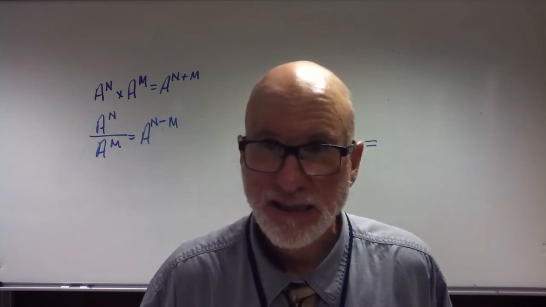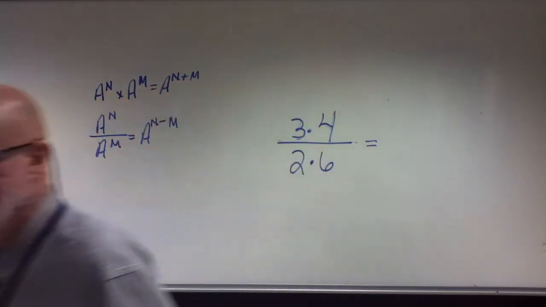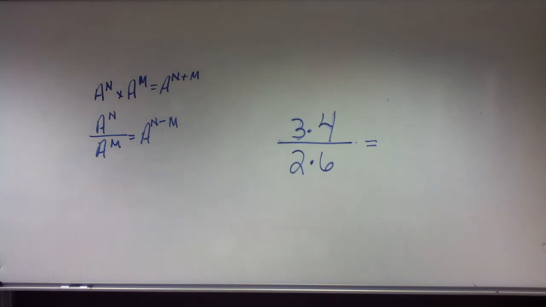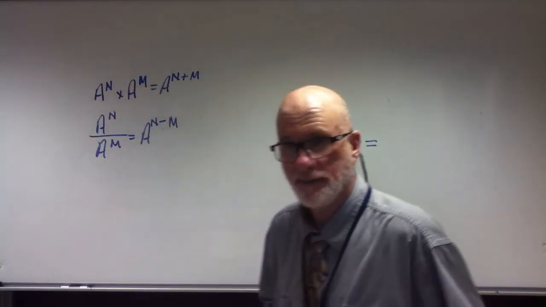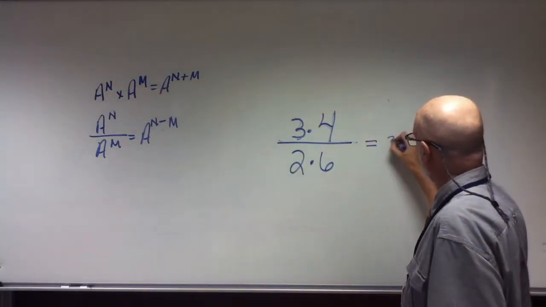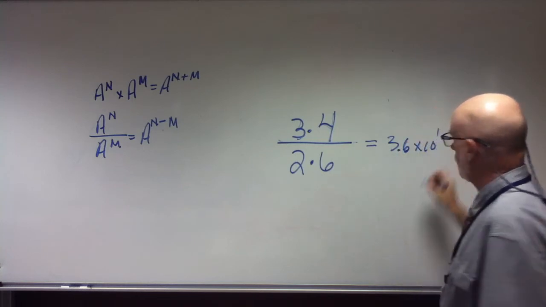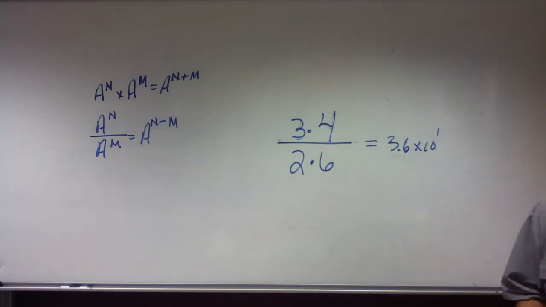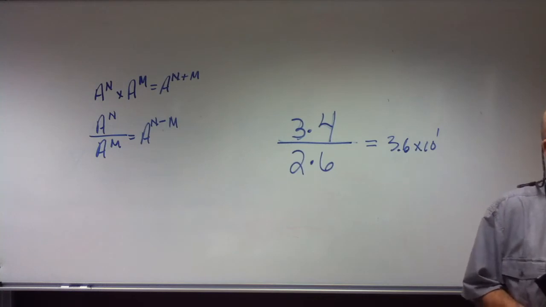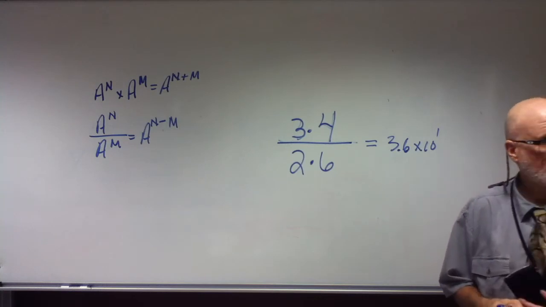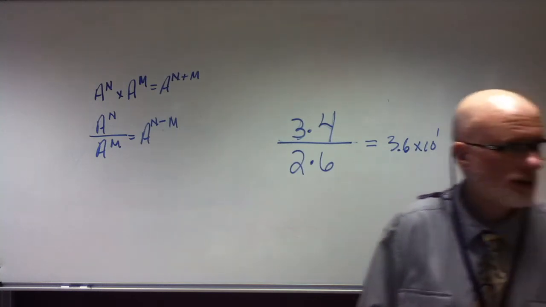Let me see. 1.3. Yeah, 3.6E1, which is 36, right? So he got 3.6 times 10 to the 1, which is 36, yes? Anybody else? So I got 1.3069.